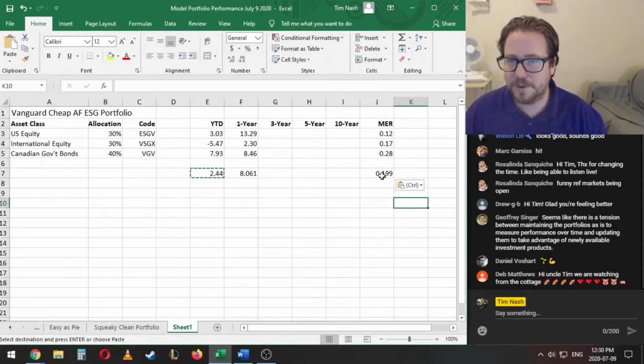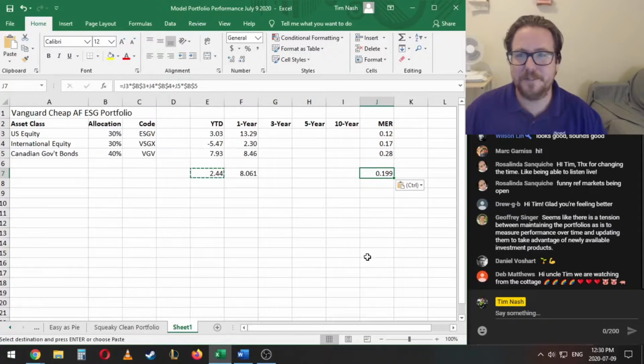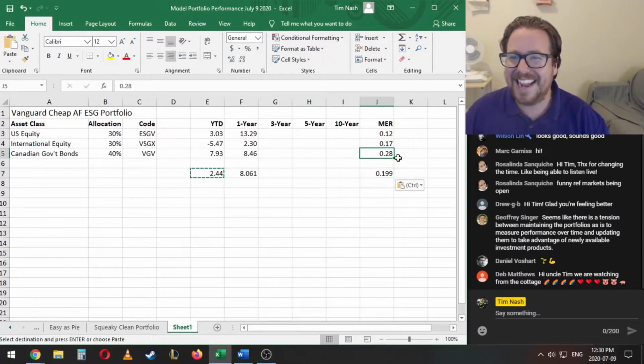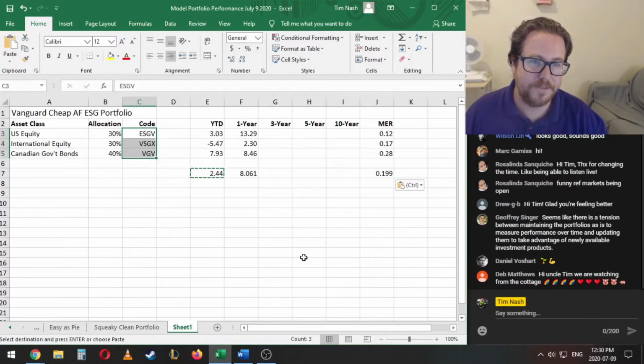I guess I probably shouldn't swear. The reason these are cheap AF is because the fee on it is about 0.2% overall. And again, there is a cheaper Canadian government bond. I just wanted to do them all with Vanguard.